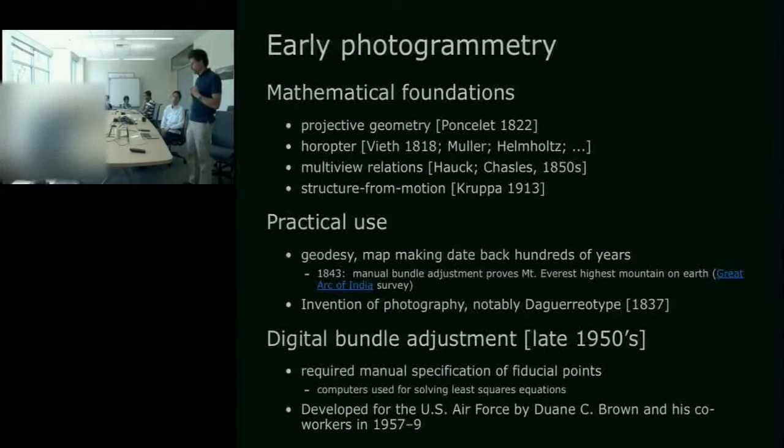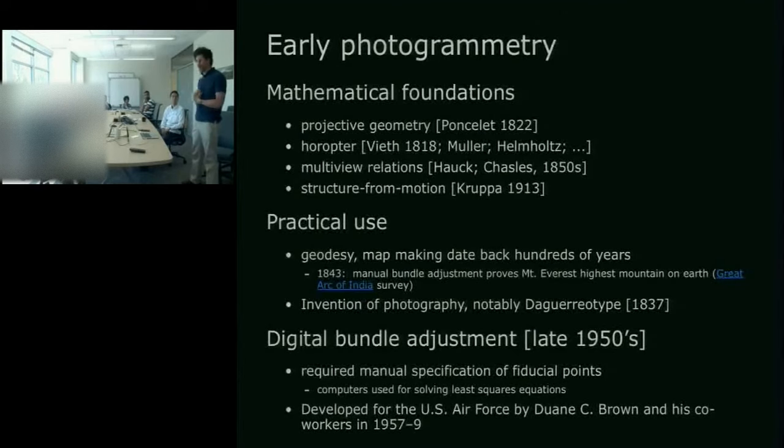And maybe the biggest breakthrough in photogrammetry is this study called the Great Arc of India. When the British were surveying India, this turned out to be a huge undertaking. The idea was basically to create a 3D map of India. So they took these huge theodolites that weighed literally a ton through the jungles of India to take different measurements from different places. And they were able to show that Mount Everest was actually the highest mountain on Earth.